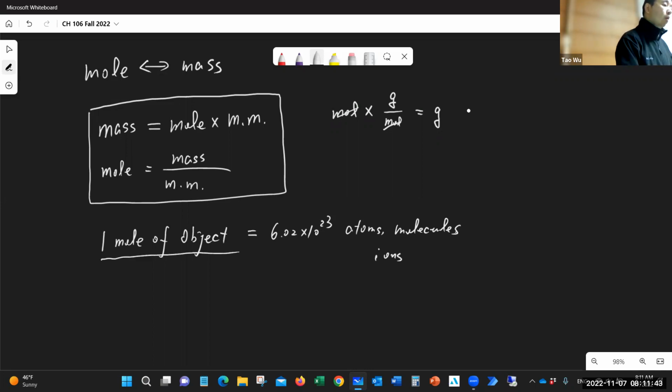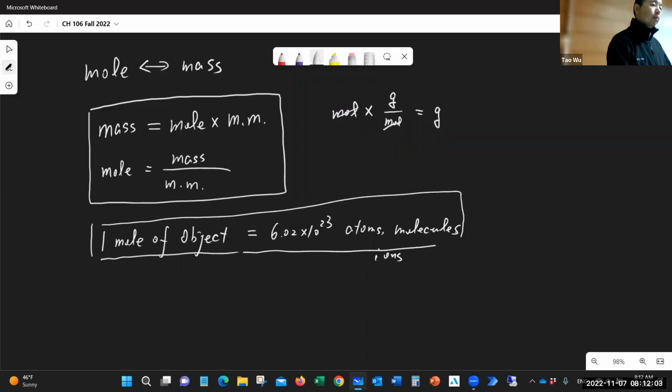And this is 1 mole of the object. It doesn't matter what kind, 1 mole of water, 1 mole of copper, 1 mole of oxygen, they all equal 1 mole. So this is also a conversion factor. You see, this is also a conversion factor: 1 mole and molecule number. Based on this, we can figure out the mole and molecule number conversion.